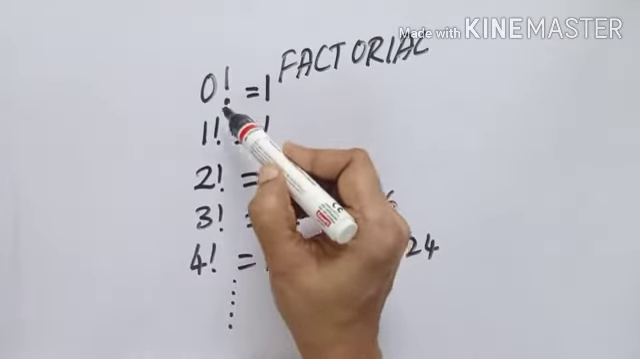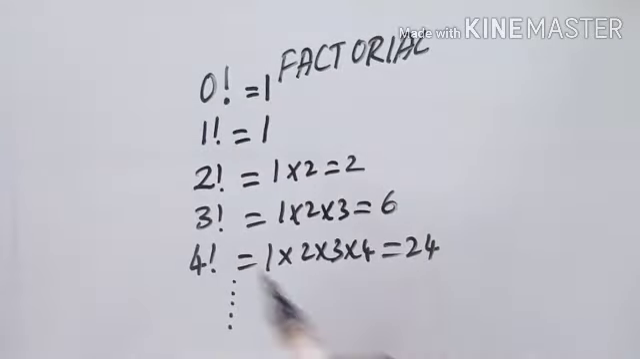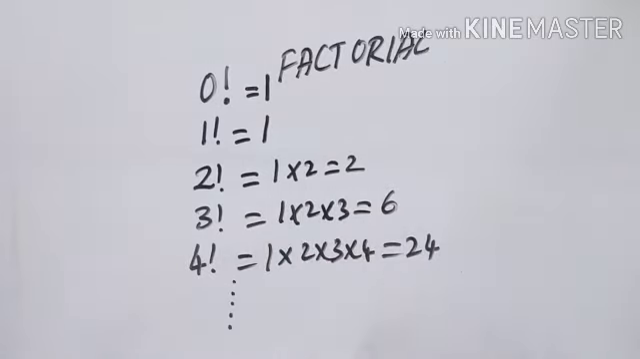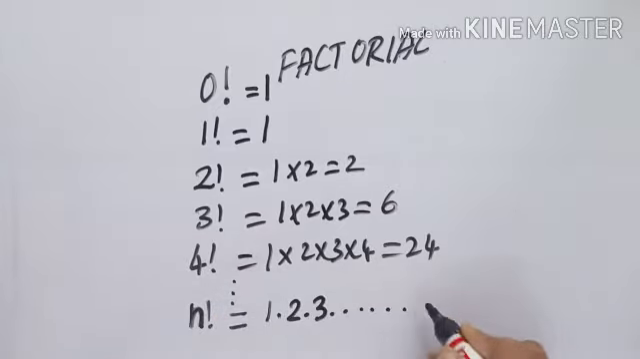So like this, I can keep on writing factorial. This symbol we call factorial. 2 factorial, 3 factorial, 4 factorial, all these tell me to start from 1 and keep on multiplying next numbers till I get that number. If it is 3 factorial, stop with 3. If it is 4 factorial, stop with 4. Now tell me what would be n factorial. n factorial can be written as 1, 2, 3 and so on up to n.